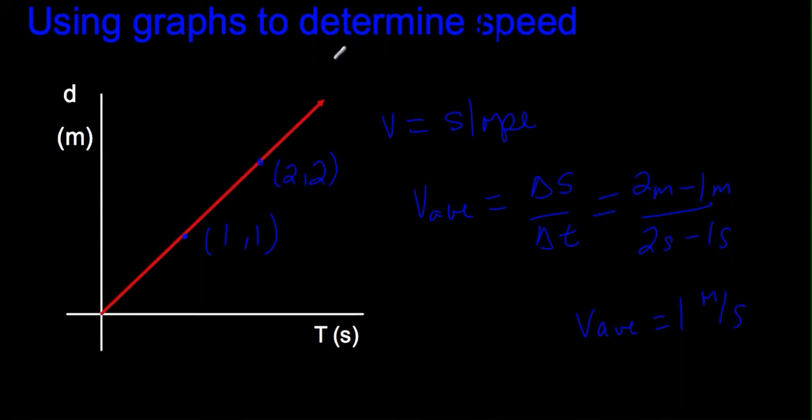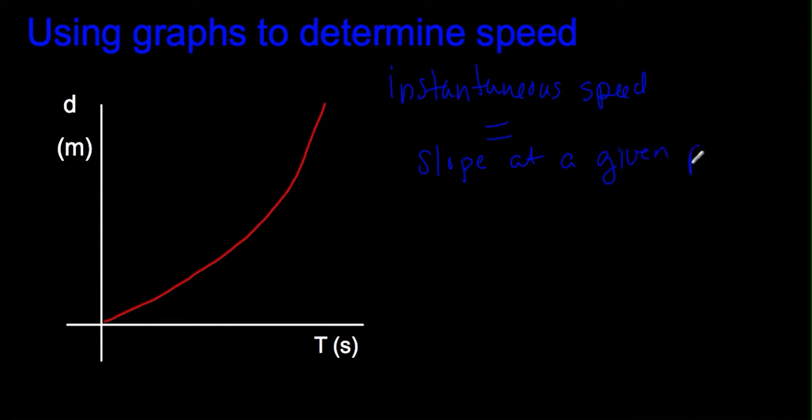Well, we don't always have that situation. Sometimes we'll have slopes that are gradually changing. And in this case, we're still going to use our slope idea, but we're going to find what we call the instantaneous velocity, or instantaneous speed. That will equal the slope at a given point. So if we're going to find the slope of this point right here, what we need to do is draw what we call tangent lines.